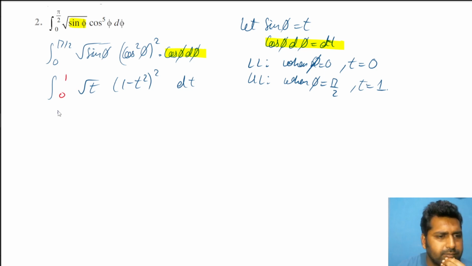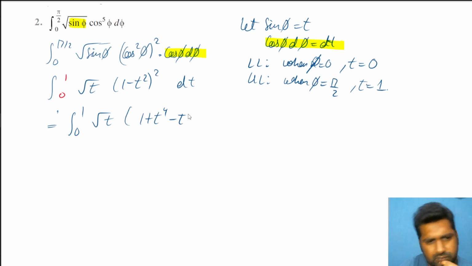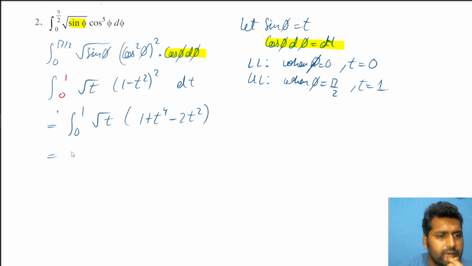Rest everything is the same. So now integrate. Multiply this. Before multiplying, the integral is from 0 to 1 of root t, times (1 plus t raised to power 4 minus 2t square). Remember, a square plus b square minus 2ab. Now we'll have to multiply, 0 to 1. The expression will look weird, but once you put the limits 0 and 1, they are very easy numbers to solve. So you'll get an average answer.